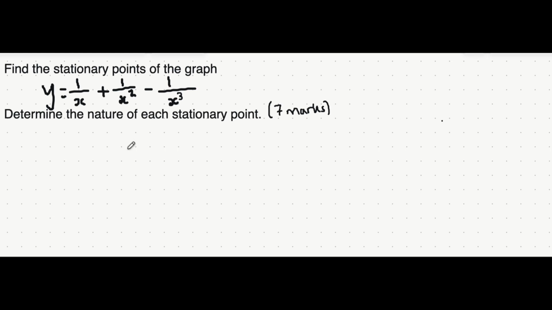So yeah, let's break this question down. First of all, I mentioned a stationary point, the gradient is 0. What gives you the gradient? It's actually dy/dx that gives you the gradient. So we're going to find dy/dx for this expression and then make it equal to 0.